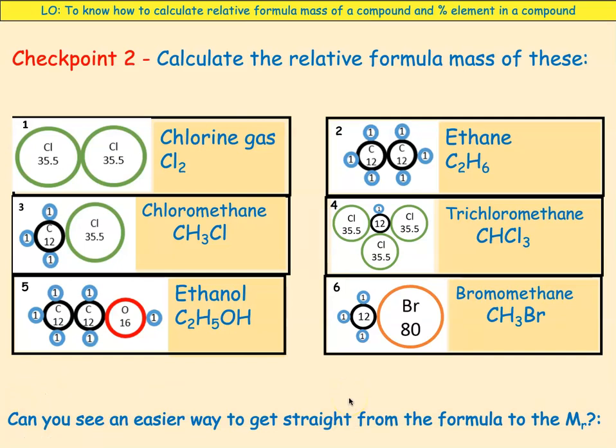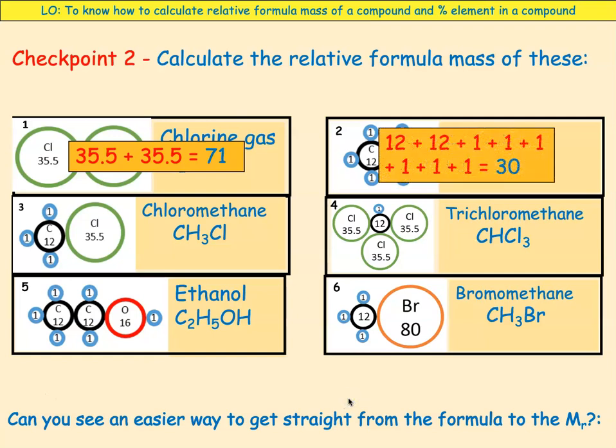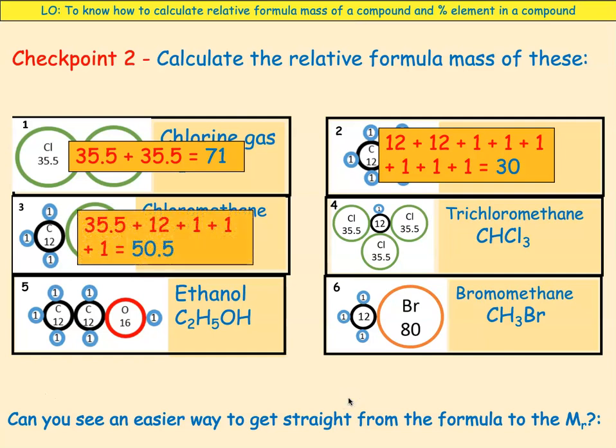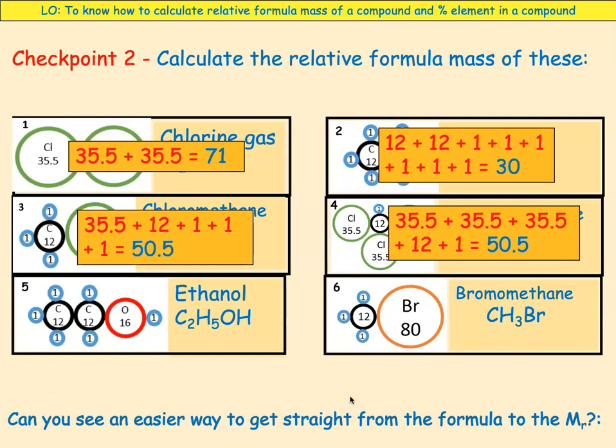Right, the relative formula mass of chlorine is 35.5 plus 35.5 gives us 71. Ethane is 12 plus 12 plus 1 plus 1 plus 1 plus 1 plus 1 plus 1. It gives us 30. Chloromethane is 35.5 plus 12 plus 1 plus 1 plus 1 gives us 50.5. Trichloromethane is 35.5 plus 35.5 plus 35.5 plus 12 plus 1 gives us 119.5.